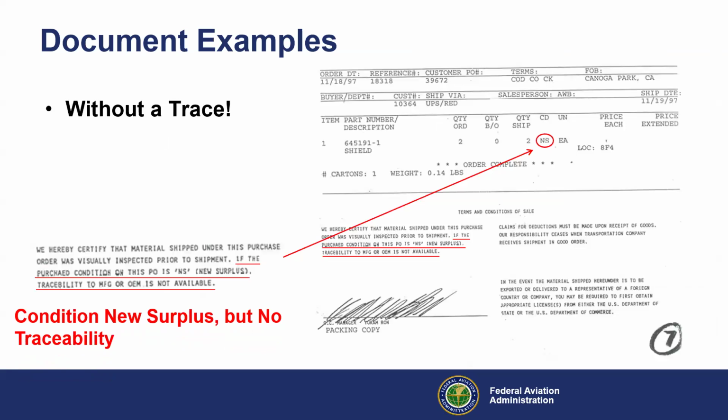Without a trace. This one says condition is new surplus, but there's no traceability. It said if it's new surplus, traceability to the manufacturer or OEM is not available. Well, they should be able to trace the part back to the producer.